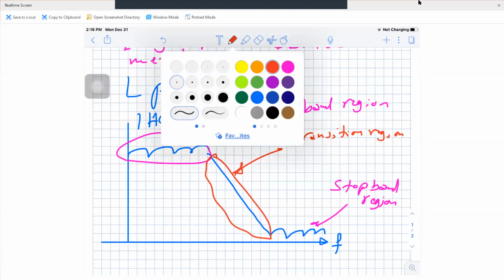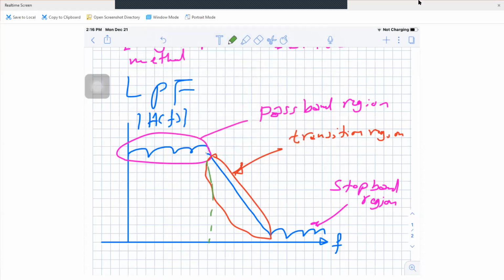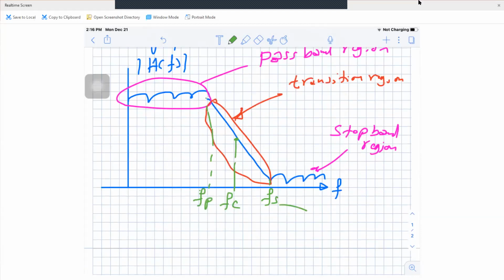Now these points, okay, this point is called pass band edge frequency, FP. Okay, pass band edge frequency, FP. This point is called FS, stop band edge frequency. Okay, stop band edge frequency. And in between, in the midway between the FP and FS, we have what? We have the cutoff frequency FC.